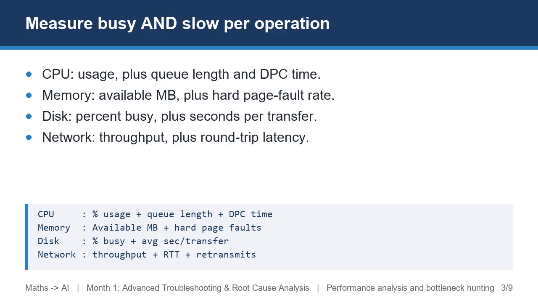For each resource, ask 2 questions, not one: how busy is it, and how slow is each operation? For CPU, look at usage but also queue length and time spent in deferred procedure calls. For memory, available megabytes but also the hard page fault rate. For disk, percent busy but also average seconds per transfer. For network, throughput but also round-trip latency. The second number is the one people skip, and it's usually where the answer is.